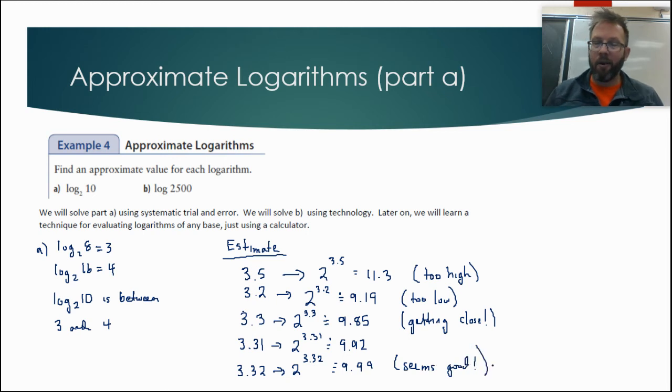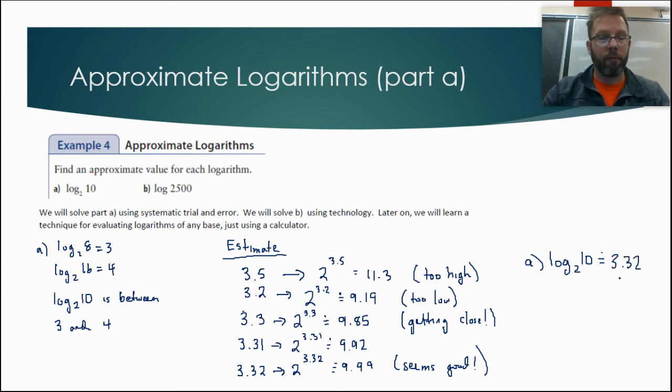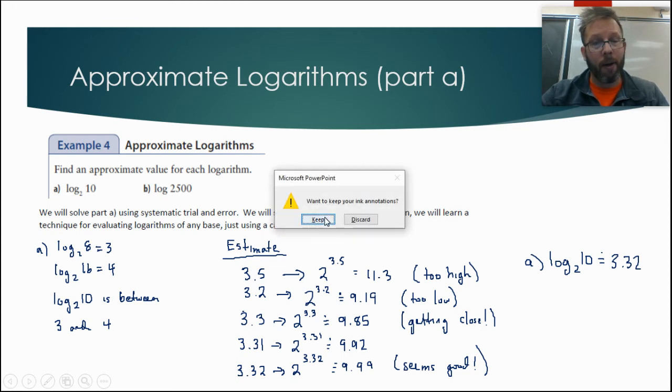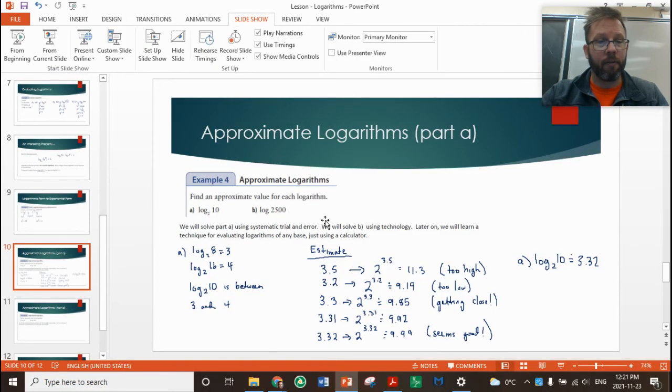So systematic trial and error, just try something. If it's too high, then drop it down. If it's too low, bump it up, and keep refining and refining until you get close. And so I think we can comfortably say for part A that the log base 2 of 10 equals approximately 3.32. So let's bring up Desmos and do a little verification. And again, guys, keep in mind, we're going to show you guys how to do that on a calculator. We just got to start somewhere. I want to keep these.